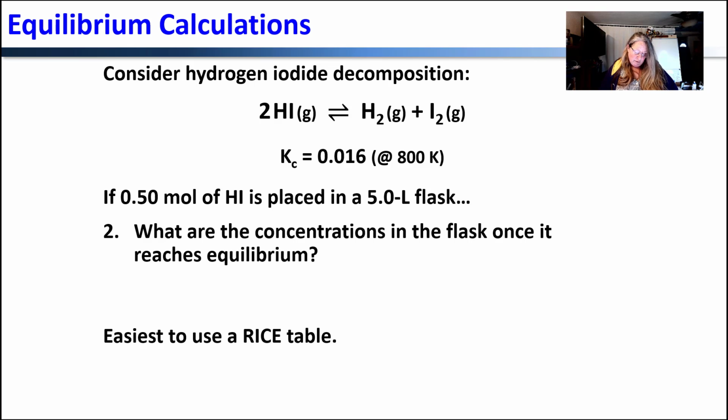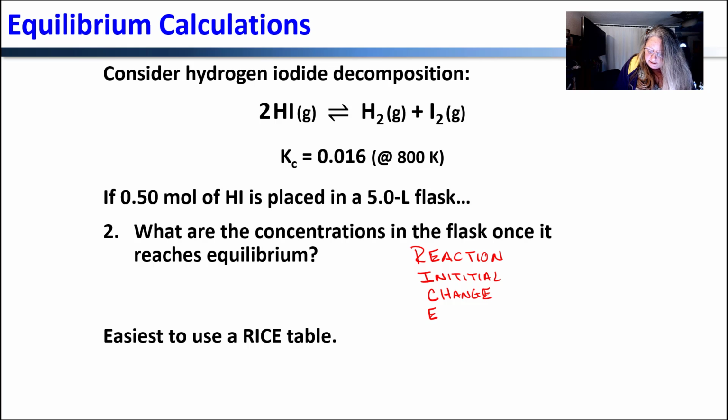Now let's take a look at this, and we're going to do some math. The way we're going to do it is with this thing called a RICE table. What a RICE table stands for is the R is for reaction. The I is for initial concentrations. The C is for the change in the concentration. And the E is going to be the equilibrium concentration.